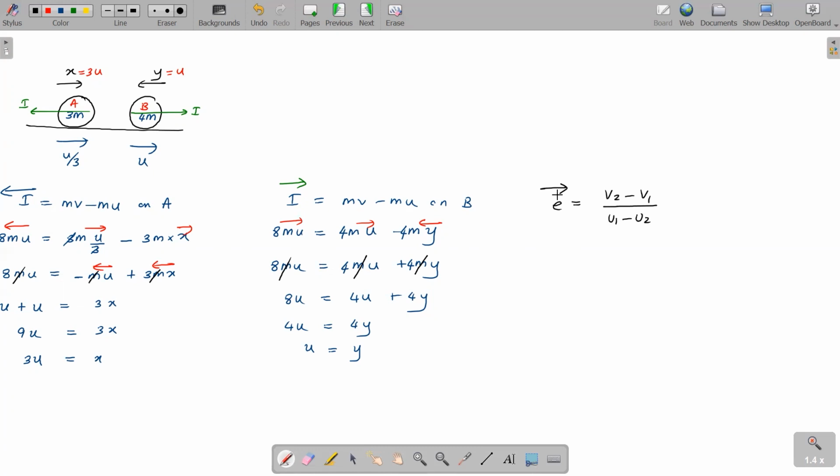And if anyone opposes that, then that person is negative. Choose a positive direction, and this is how I use restitution: V2 minus V1 over U1 minus U2. You can see I have switched it on purpose. Okay, so this is the restitution law.